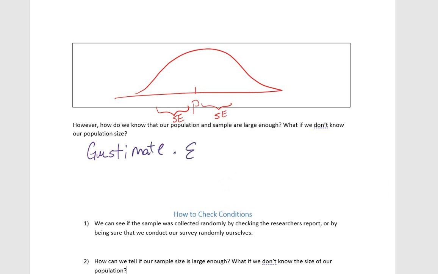So, for example, the population of the world is roughly 7.4 billion. So that's enough. I don't have to know the exact population size. I just need to know it's pretty big.